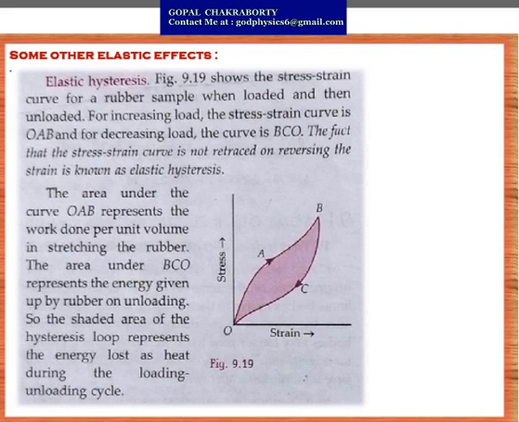The area under the curve OAB represents the work done per unit volume in stretching the rubber. The area under BCO represents the energy given up by rubber on unloading. So the shaded area of the hysteresis loop represents the energy lost as heat during the loading and unloading cycle.